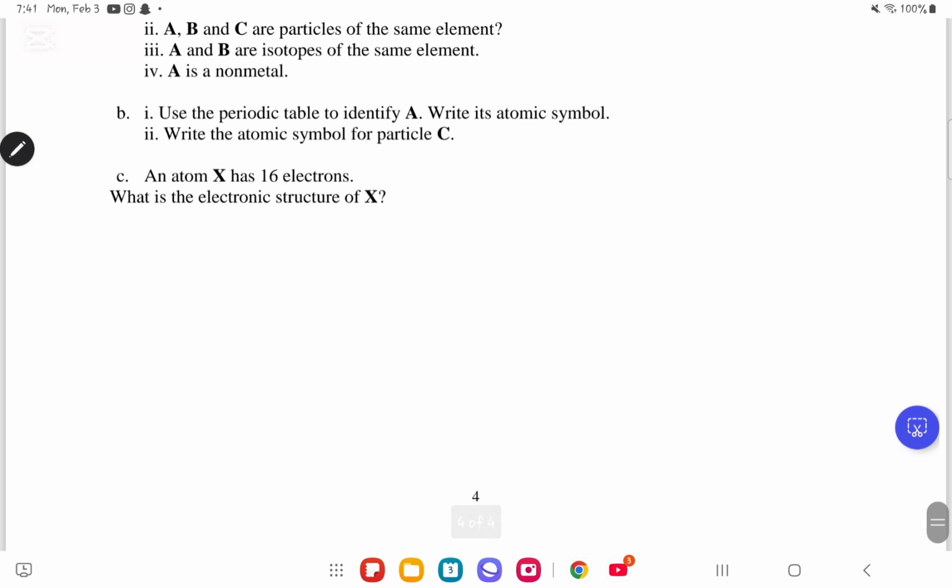That's it. Now, an atom X has 16 electrons. What is the electronic structure or the electronic configuration of X? So you can write it 2, 8, and 6. That's pretty much it. If, however, you want to do the SPDF rule, you can do it this way.